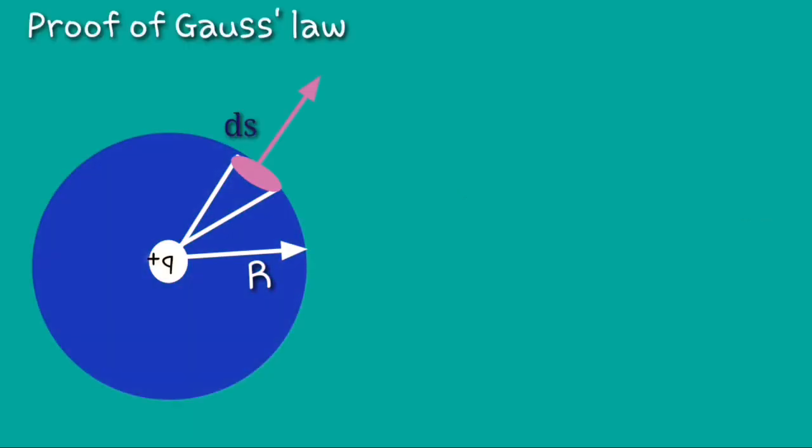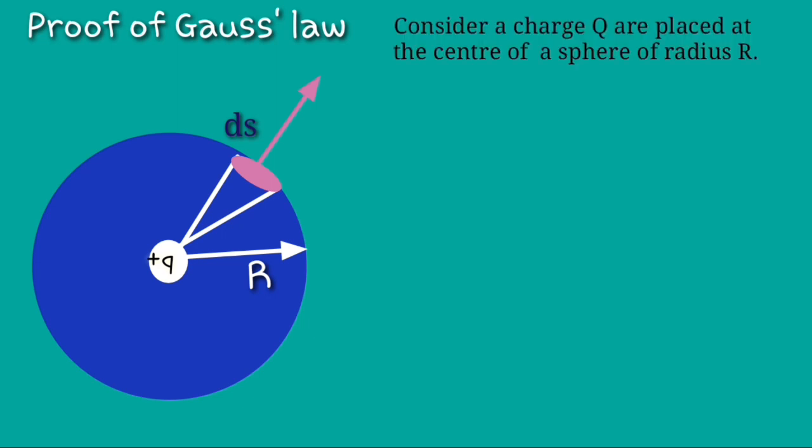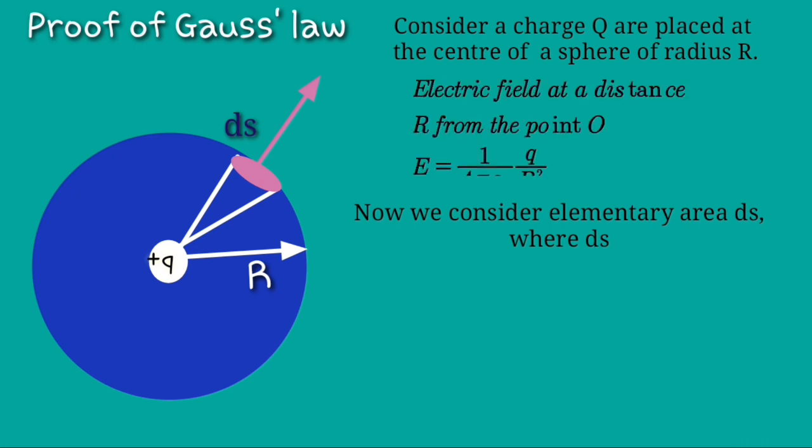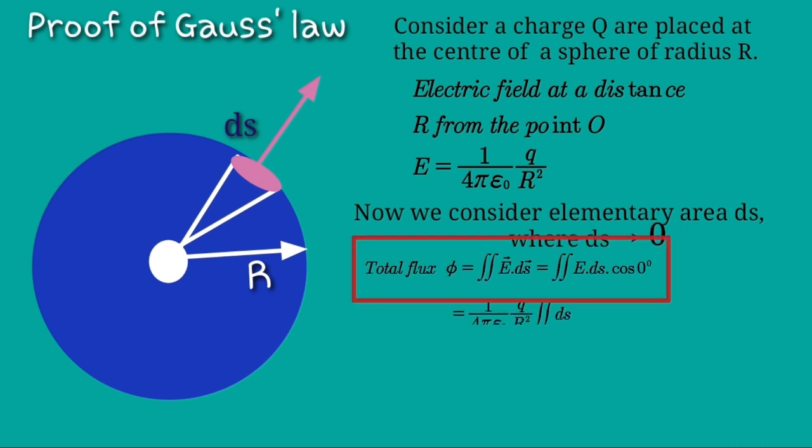Now we are going to discuss the proof of Gauss law of electrostatics. Consider a charge Q placed at the center of a sphere of radius r. Therefore, the electric field at a distance r from this charge is E is equal to 1 by 4 pi epsilon naught Q by r square. Now we consider an elementary area on the surface such that it tends to 0, so that the total flux through this area phi is equal to the surface integration of E dot ds.